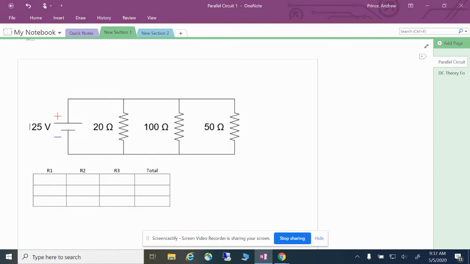So if we go ahead and pull up a circuit over here, we've got 125 volts total supplying 3 parallel resistors, a 20, 100, and a 50 ohm resistor. I'll fix that right there. So we've got our little chart here for voltage, current, and resistance. And we'll go ahead and label these for our chart so we don't mix up the values. So we got R1, R2, and R3.